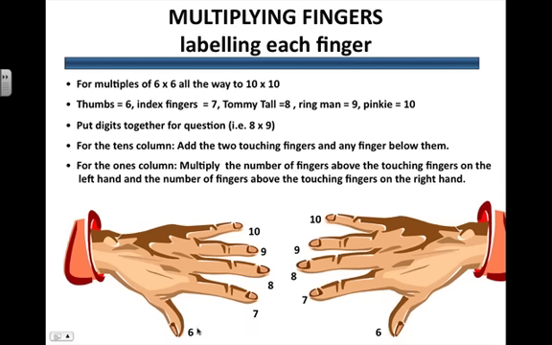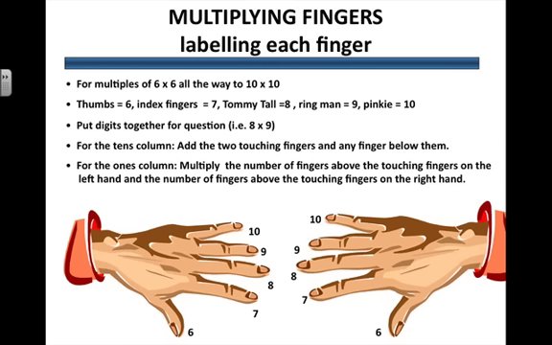We're going to label the thumbs as 6, the Peter pointers as 7, the Tommy Tolls or your middle finger as 8, ring finger as 9, and your pinky as 10 on each hand. And then we're going to do the multiplication: we're going to touch the fingers together that are determined by the question.